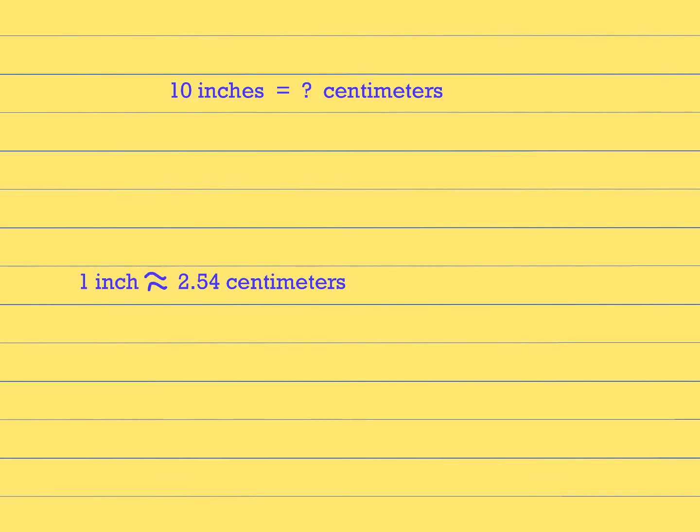1 inch is approximately 2.54 centimeters. And you can see this wavy equals line because it's not exact, but we're going to use that as such. Now, how do we set it up? Well, we are going to convert inches into centimeters, so we need to cancel inches. That must be on the bottom.